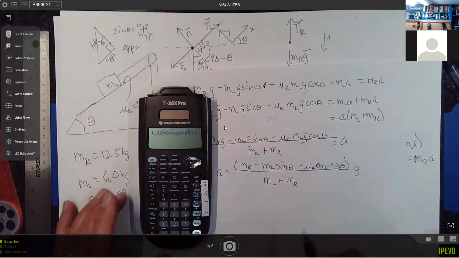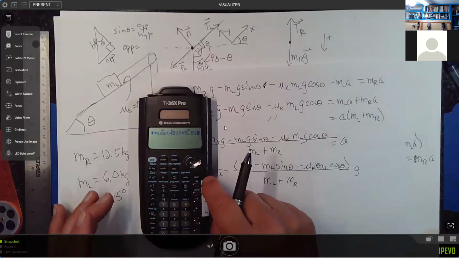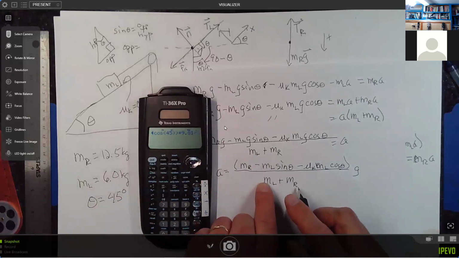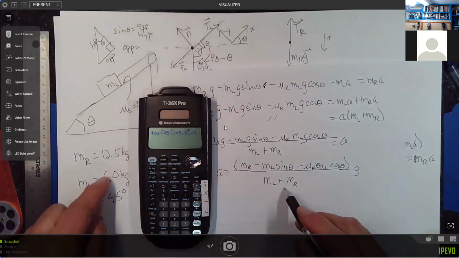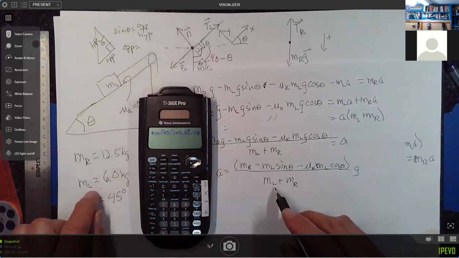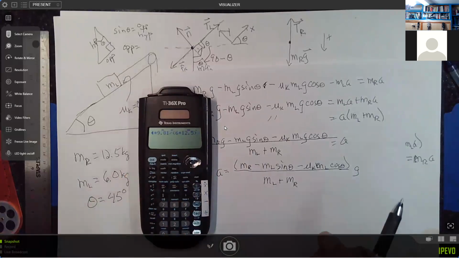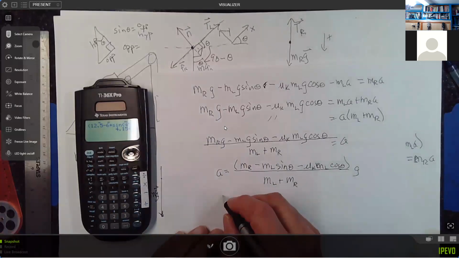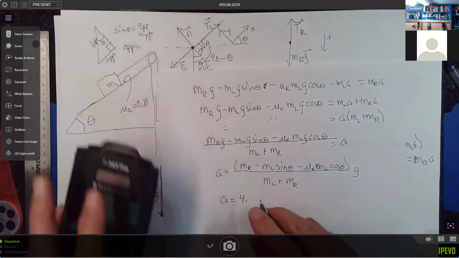And I need to multiply that by g, so times 9.81. And I have to divide by a sum, and I need to wrap it in parentheses or I'd get fouled up. And it's just going to be the sum of m sub l, which is 6, plus m sub r, which is 12.5. And hopefully this won't blow up. Yes, I get an acceleration of 4 point, how many significant figures did I have?